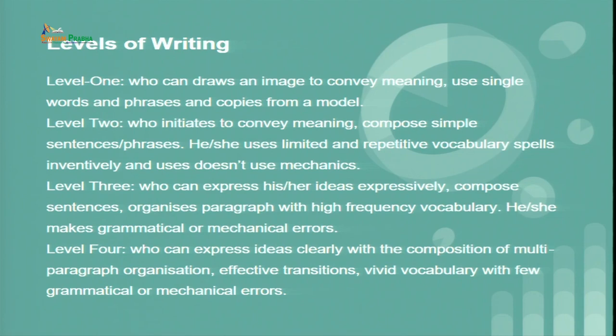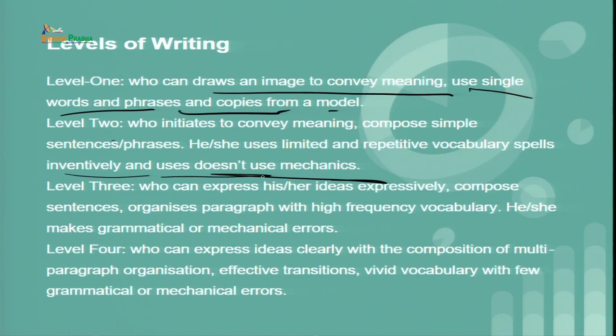So, level one says that the writer who gives a text can draw an image to convey meaning, use single words and phrases, and copy from a model. Level 2 states that the writer initiates to convey meaning and composes simple sentences and phrases. He or she uses limited and repetitive vocabulary, and no range of sentences can be seen. Vocabulary is spelled inventively and does not use mechanics.